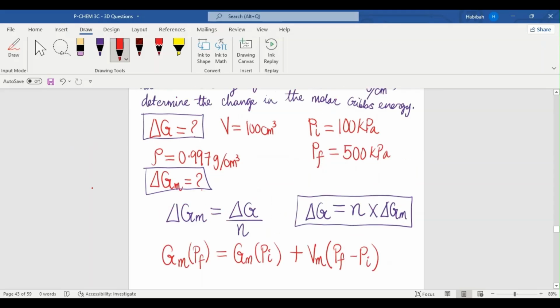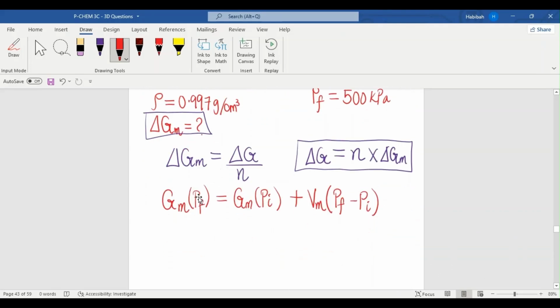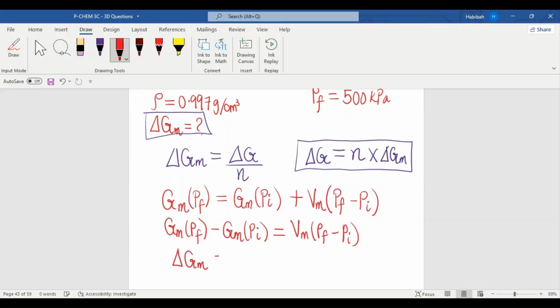We have the value for initial pressure, we have the value for final pressure, we have the value of volume, but we don't have the value for molar volume, which is basically Vm. This gives the energy at the final pressure and the energy at the initial pressure. We can rewrite this formula this way. The change in molar Gibbs energy, the molar Gibbs energy at the final pressure minus the molar Gibbs energy at the initial pressure, is equal to the molar volume times P final minus P initial. So the change in molar Gibbs energy is simply the molar volume times P final minus P initial. This is basically the equation that we're going to use in solving this question.